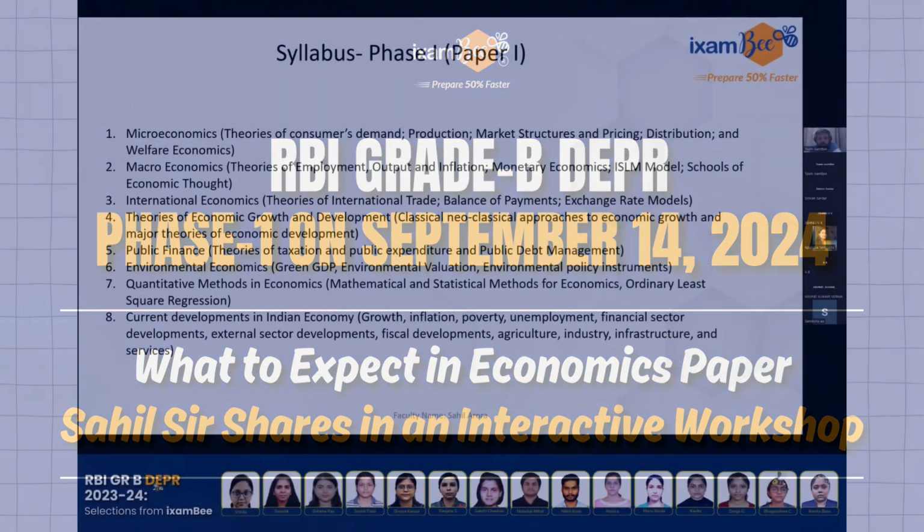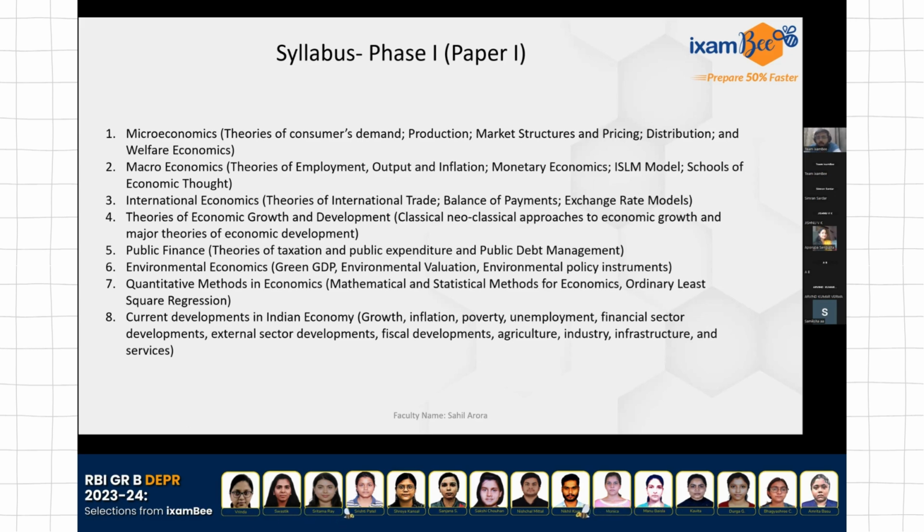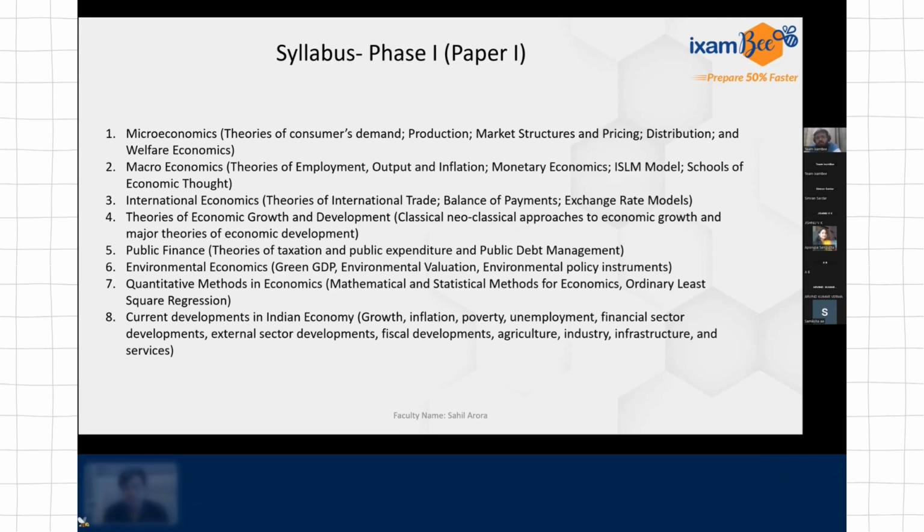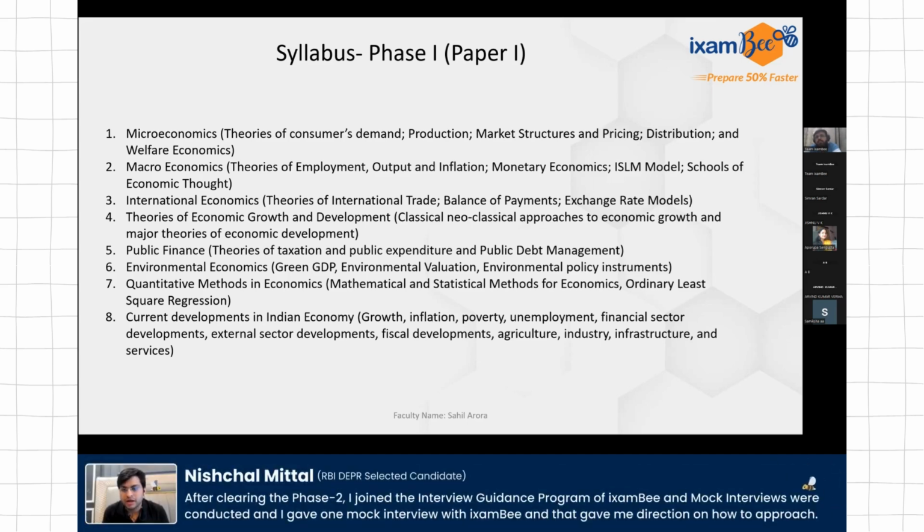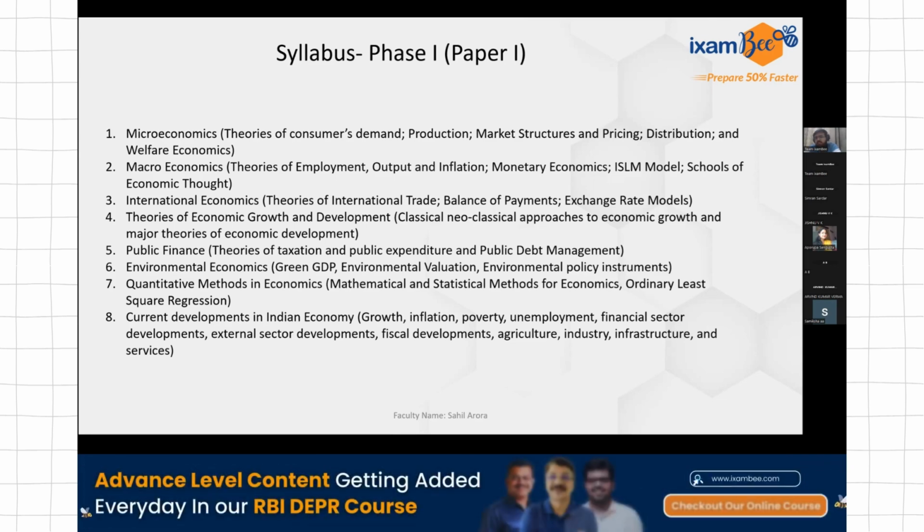Let's talk about what we should prepare, how we should prepare, and how much time we need to give for the phase one exam. Coming to microeconomics, you can expect questions where they give you a particular utility function and you have to derive the demand function, or they give you a cost function and ask you to derive the production function from it. These are kind of two marker questions.